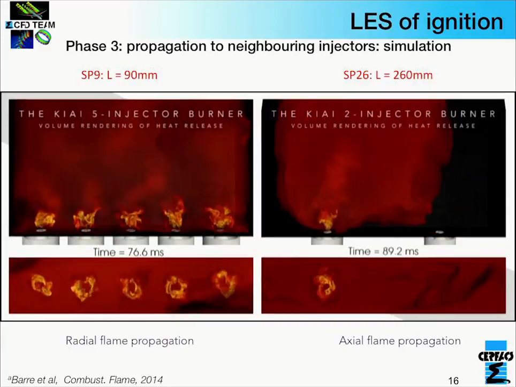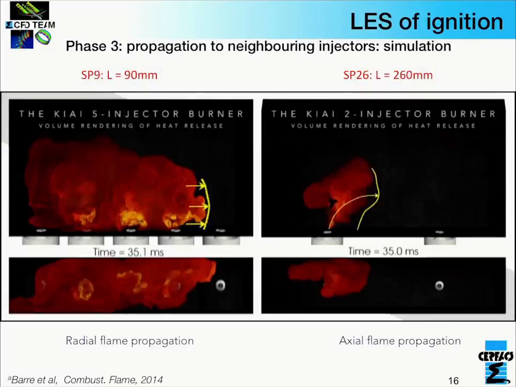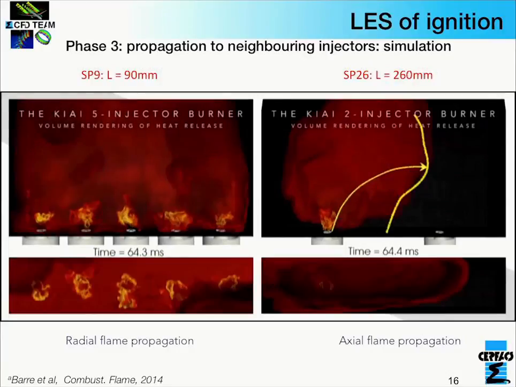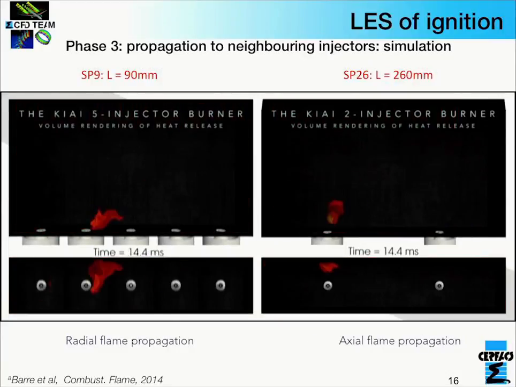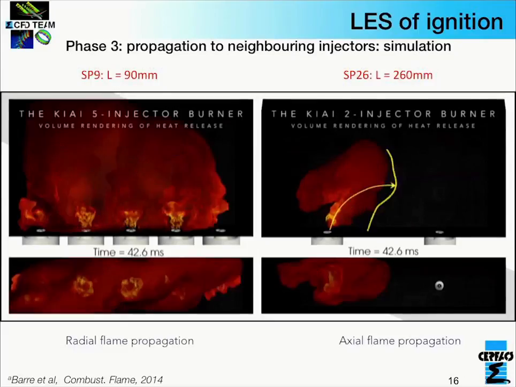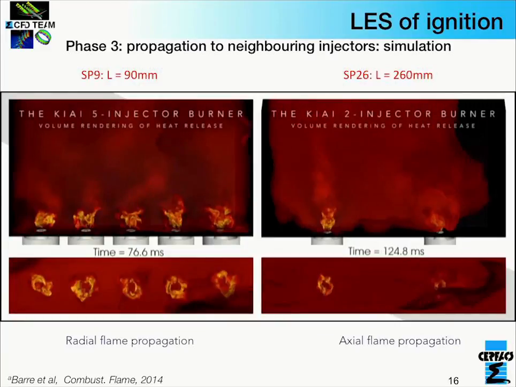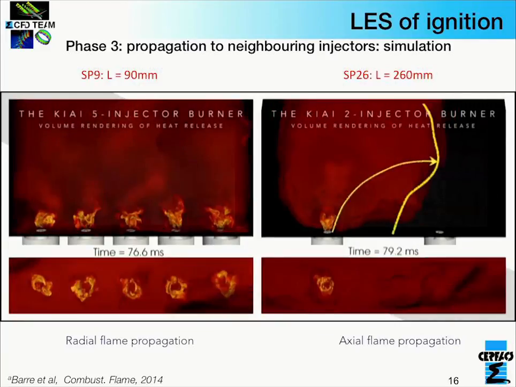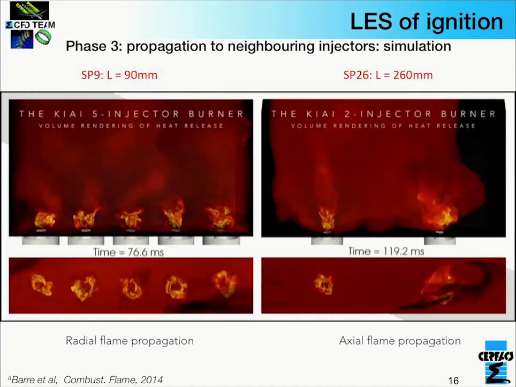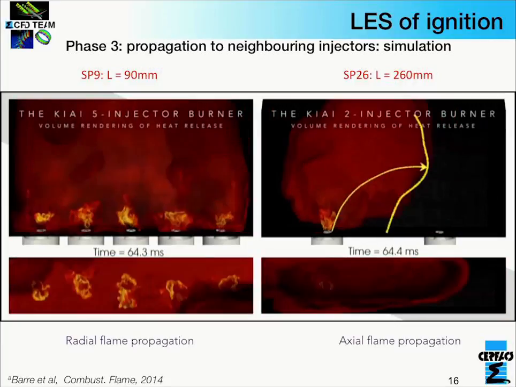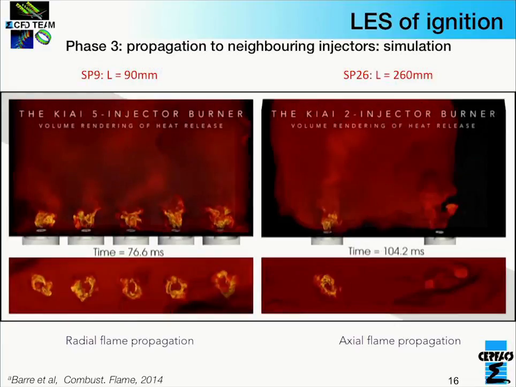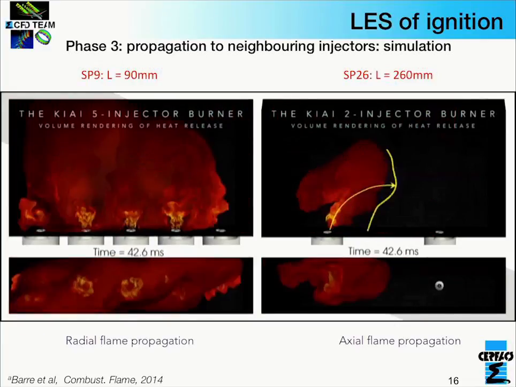What is nice is that we could also reproduce the different modes of ignition depending on the distance between the burners. So here you have the five burners, and here only the two. And you can see in the five burners, it really propagates radially, while when you increase the distance, the flame has more space to develop actually, and it will go really doing something like that instead of something like that. So this is something that we don't want in a practical system, because in a practical system, the geometry of the combustion chamber would not allow the flame to develop so far downstream. So this probably would lead to a failure of ignition.